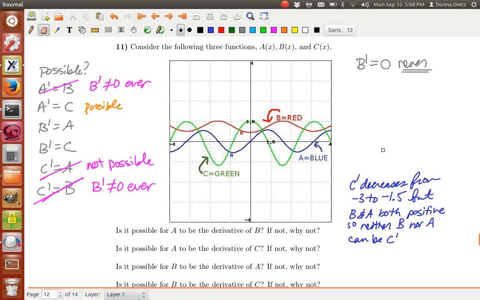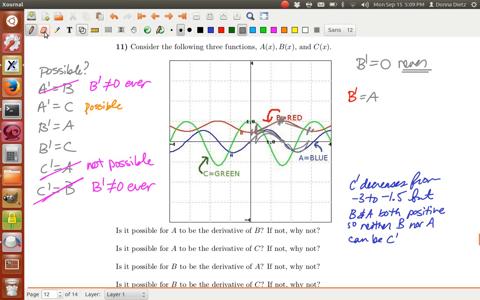So let's see. B prime. B prime is, well, let's see. B is increasing. Gotta use a different color. B is increasing over here, and so you expect something to be positive. Well, we need something to be positive and then negative. This is negative, and I guess this is positive. I think B prime is A.